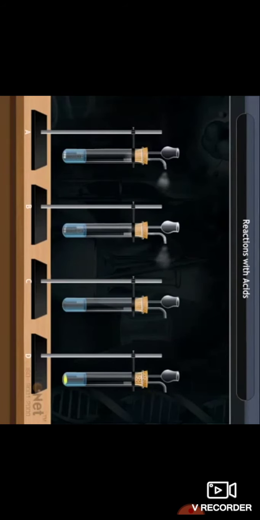So from here we can see that after adding acid, both the metals react with the acid, but charcoal and sulfur, both non-metals, do not react with acid. Okay, so we can conclude this.